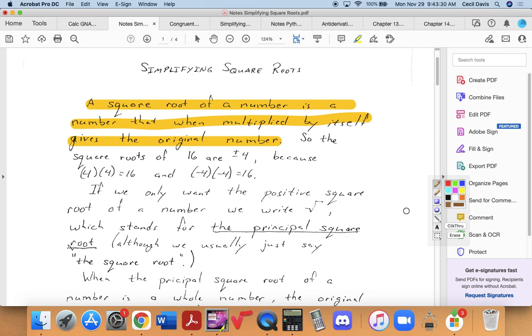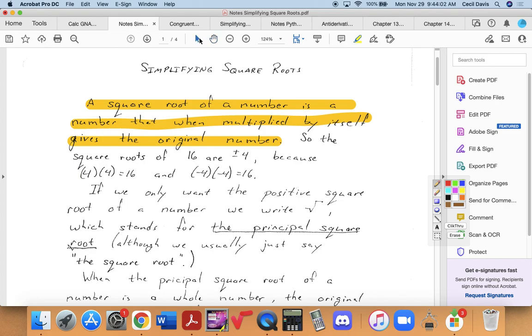So the square roots of 16 are positive 4 and negative 4, because positive 4 times positive 4 is 16, and negative 4 times negative 4 is also 16. Right? So it has two different square roots. Most of the time for this class, we're only interested in what's called the positive square root, or more specifically, the principal square root. The symbol we use for that is this symbol right here.